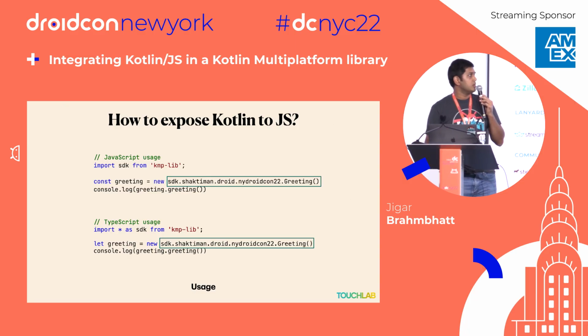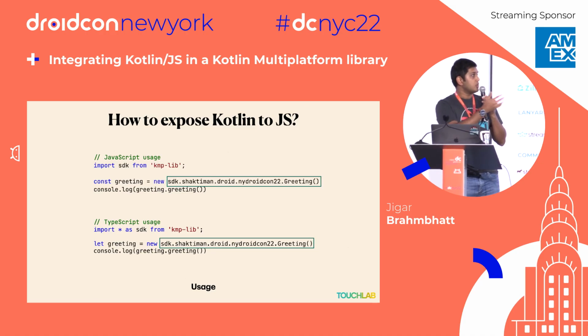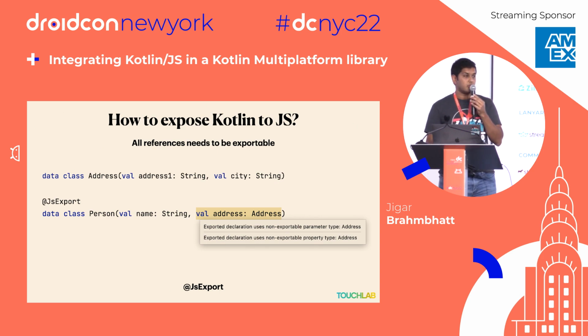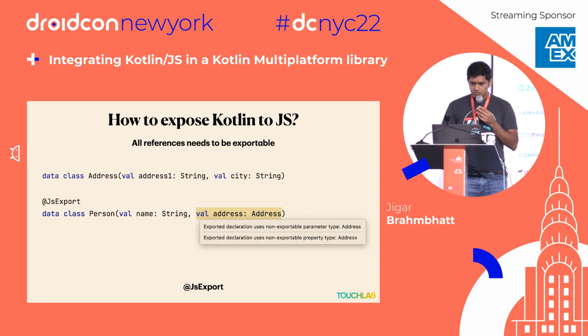Another thing to keep in mind is that all your exportable references need to be completely exported. Here we have the Person class, which is exported, but the Address class is not exported. So you see the warning that the export declaration uses a non-exportable parameter. Kotlin does not understand how to export this, because it's not exportable. So you just want to make sure your Address is also JS exported.